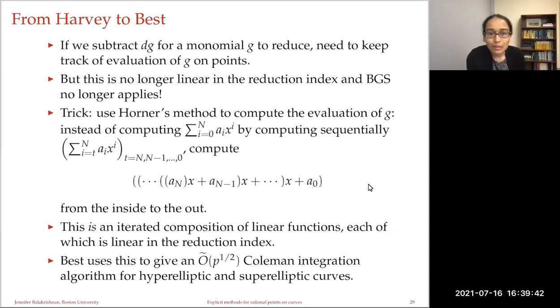So Alex had a very nice idea, which was to use Horner's method to compute the evaluation of g. So instead of doing this sequentially, compute this as a nested product from the inside out, which is an iterated composition of linear functions, each of which is linear in the reduction index. And Alex Vest was able to use this to give a soft O of root p Coleman integration algorithm for hyperelliptic and then most recently superelliptic curves.